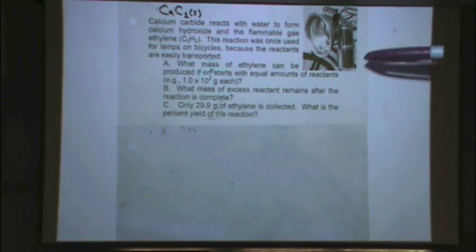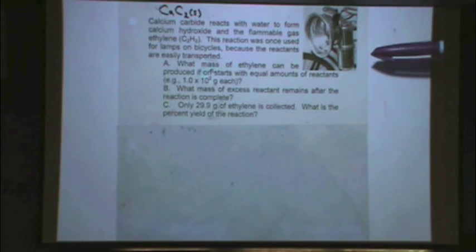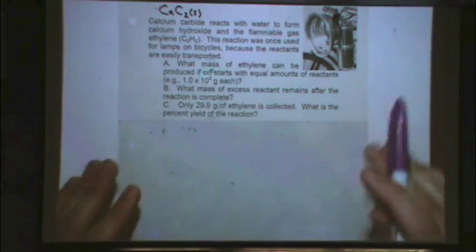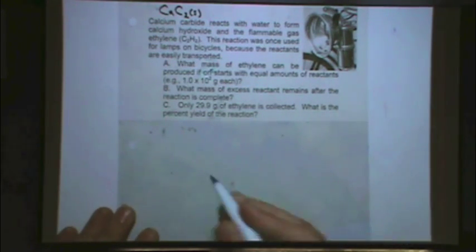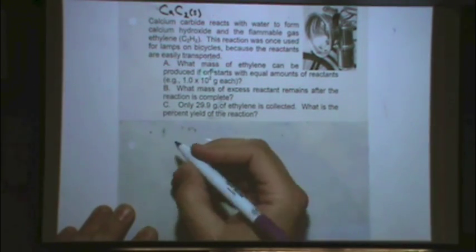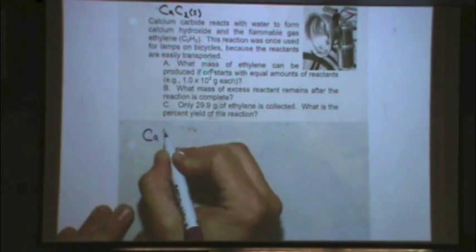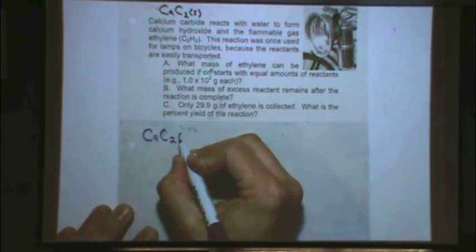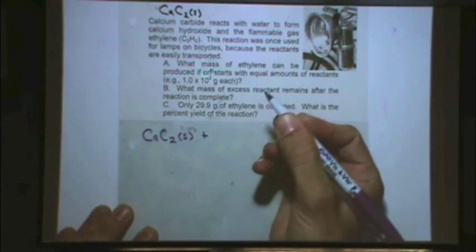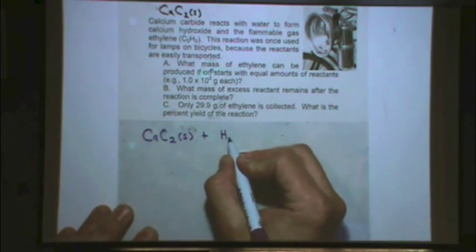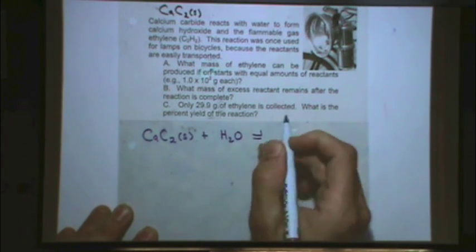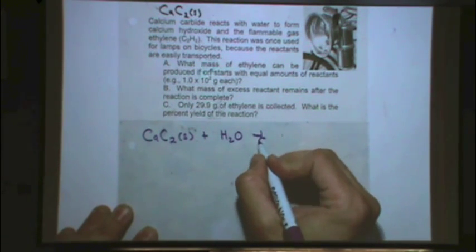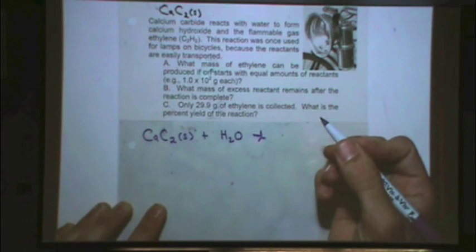It's an old bike lamp. It had other purposes, but it used to be common on bicycles. And let's write down the reaction. Looks like a reaction is occurring to cause the lamp to burn. Calcium carbide, solid, plus water, H2O, single-headed arrow here. Okay.